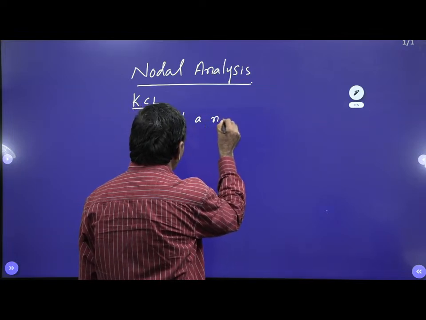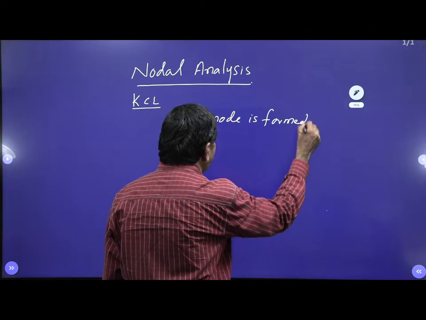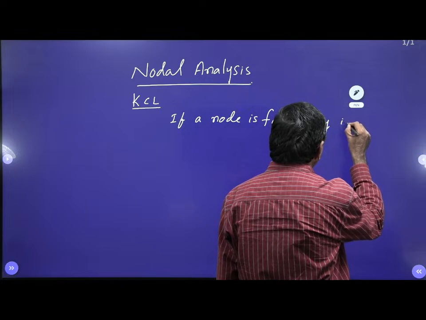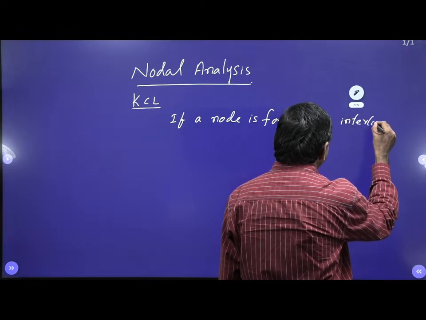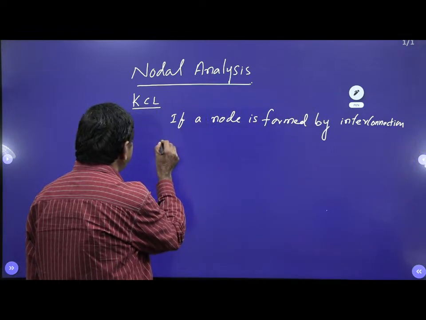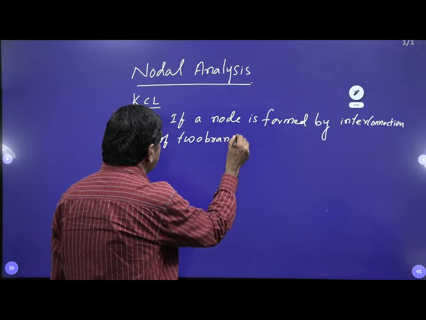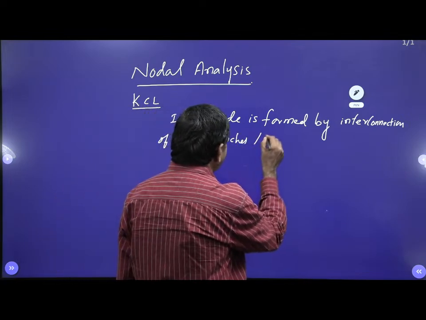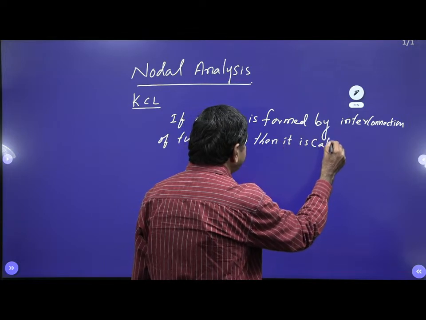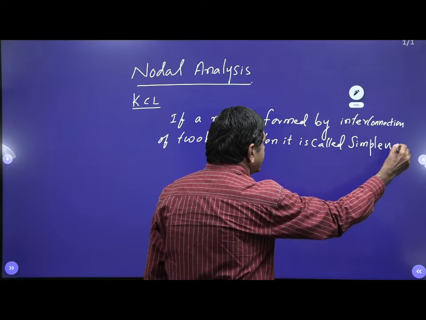If a node is formed by interconnection of two branches, then it is called a simple node.